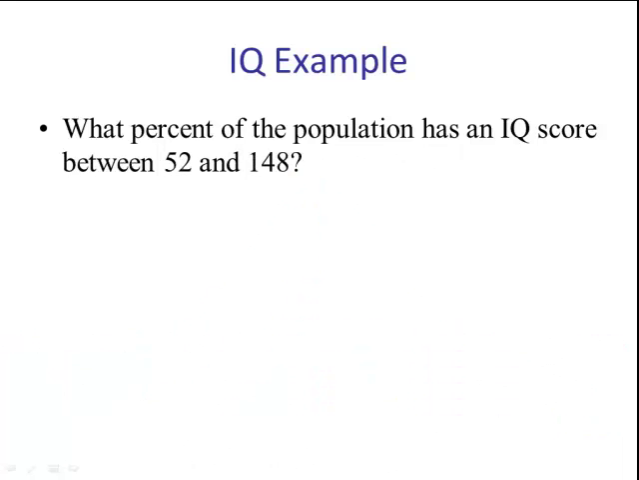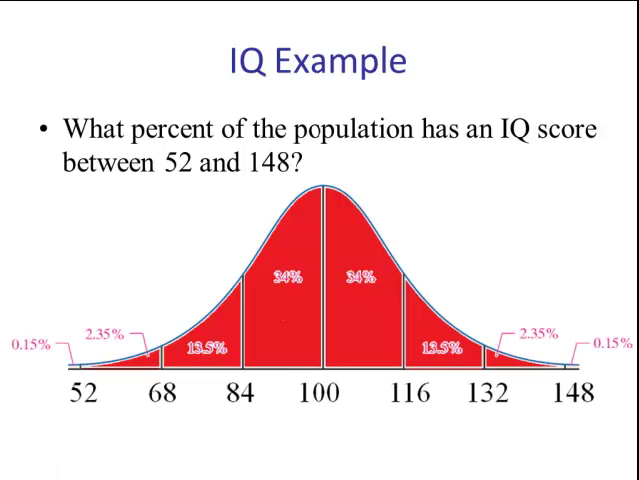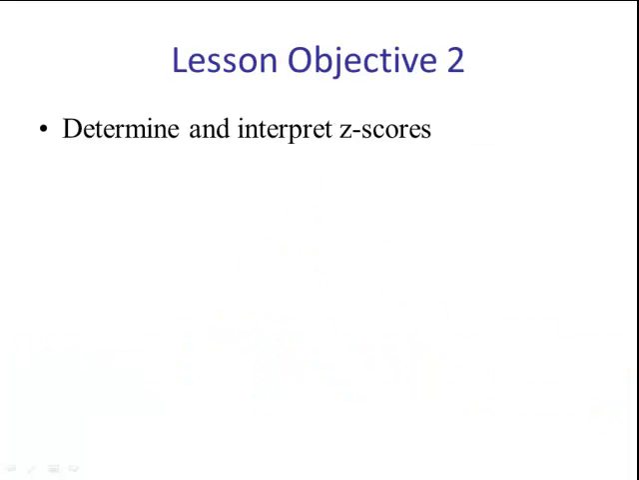Next example, what percent of the population has an IQ score between 52 and 148? Now we see that this is exactly 3 standard deviations below the mean and 3 above the mean. So the empirical rule says this is approximately 99.7%.